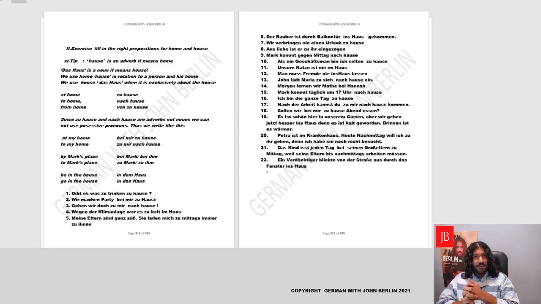House is a structure. Home is a place where you live. It's an adverb. In German, you call it Hause. And the way you say at home, to home, from home, it's in front of us, like zu Hause, nach Hause, von zu Hause. How do you say my home? You say bei mir zu Hause. How do you say to my home? You say zu mir nach Hause. Yes? Perfect. And if you're talking about the structure exclusively, we say in the house, like in dem Haus. We go in the house, in das Haus. Yes? You know.